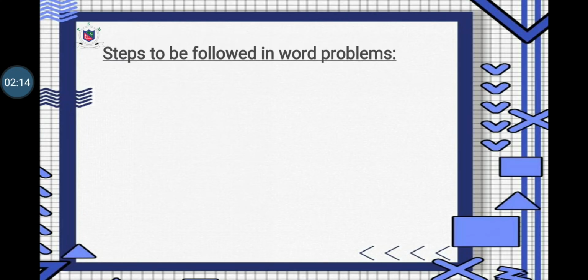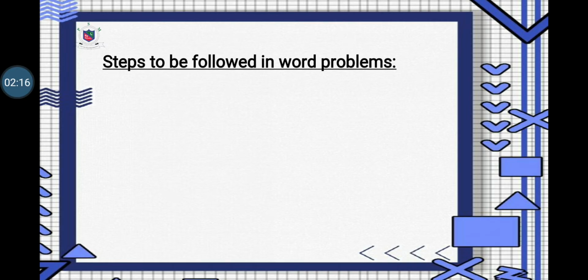Dear students, there are a few steps that we should follow while solving word problems. First of all, we have to understand the problem. This means that we have to read the question or the word problem to understand the information that is given in the question, and the information that we have to find out. We have to understand all these things.